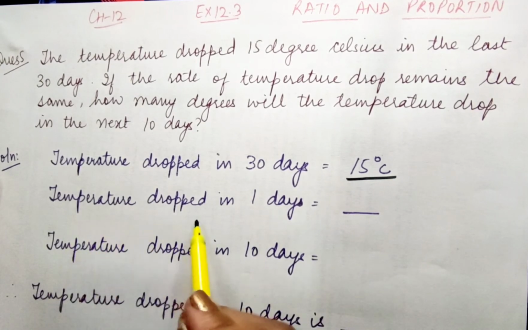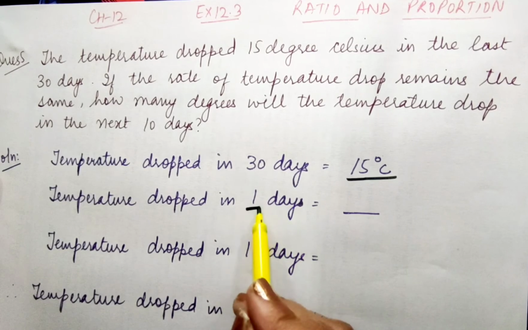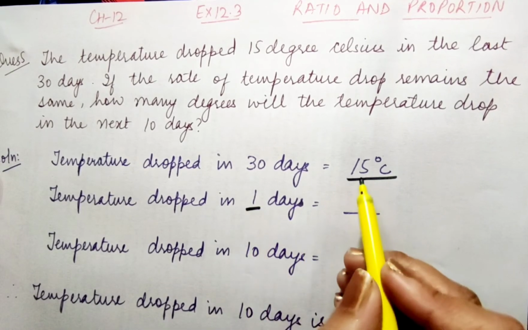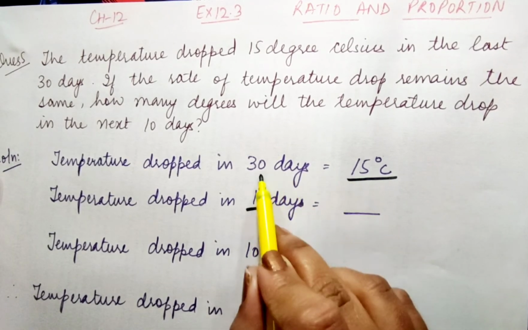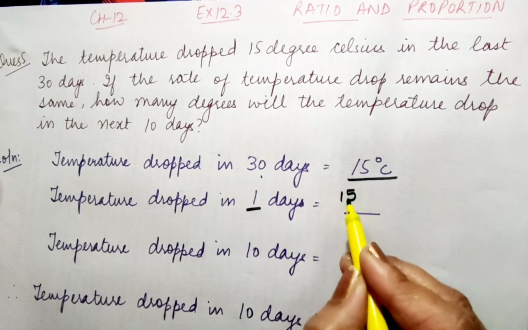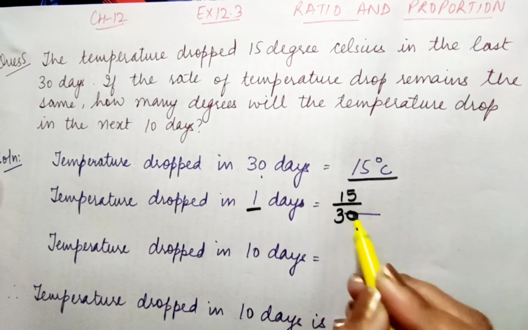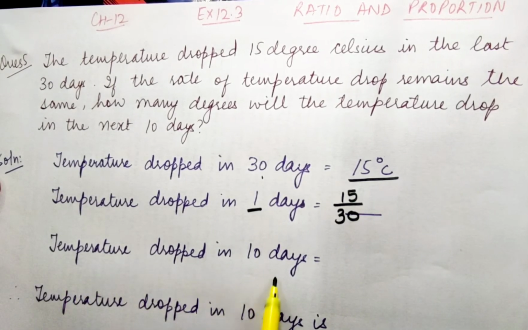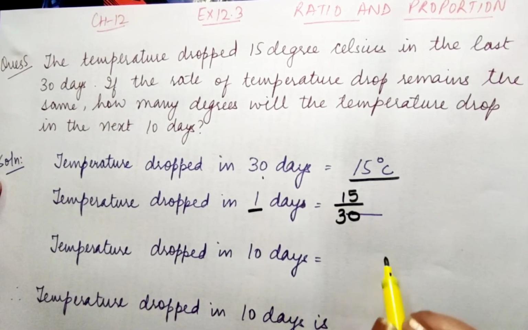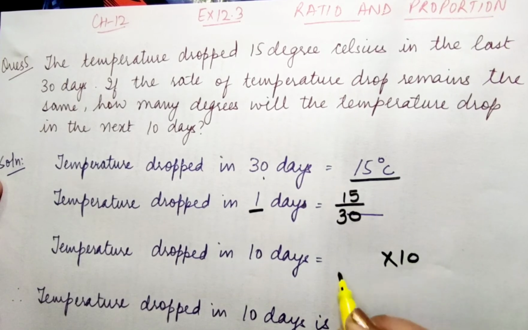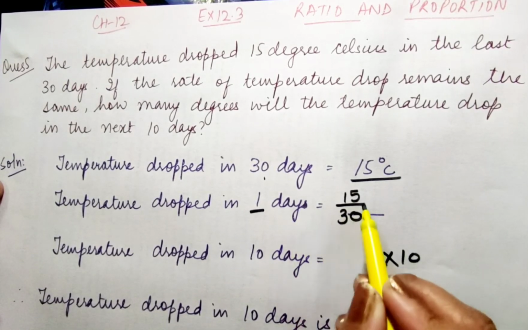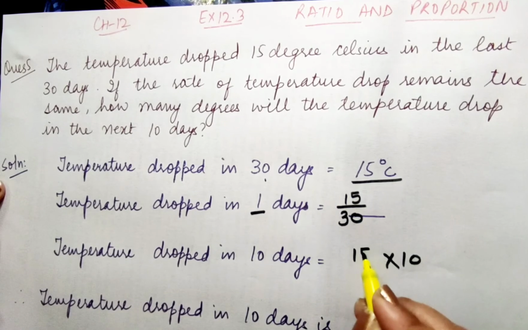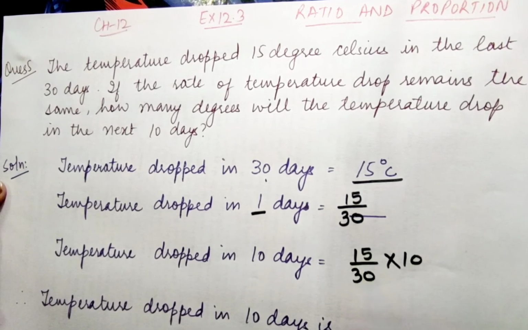So temperature dropped in 1 day. Again, for 1 we have to divide. So remember, you have to divide this number by this. Okay, so 15 upon 30. So I am going to keep it as it is only. Then temperature dropped in 10 days will be multiplied by 10 by what? Temperature dropped in 1 day, that is 15 upon 30, right?